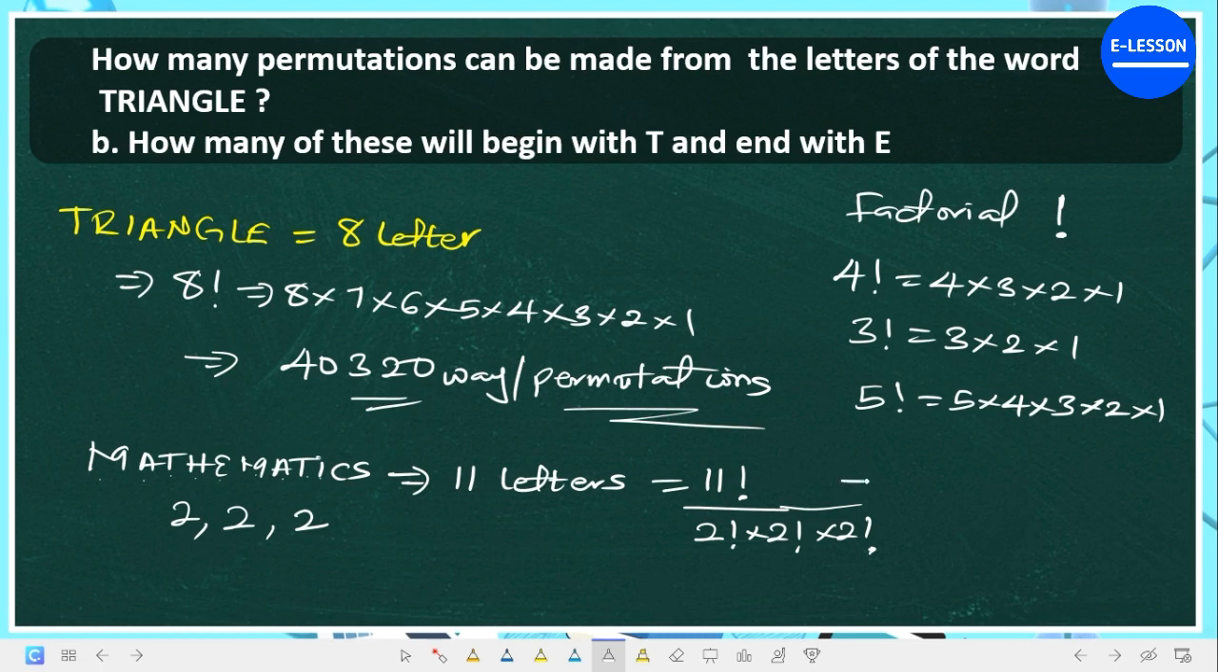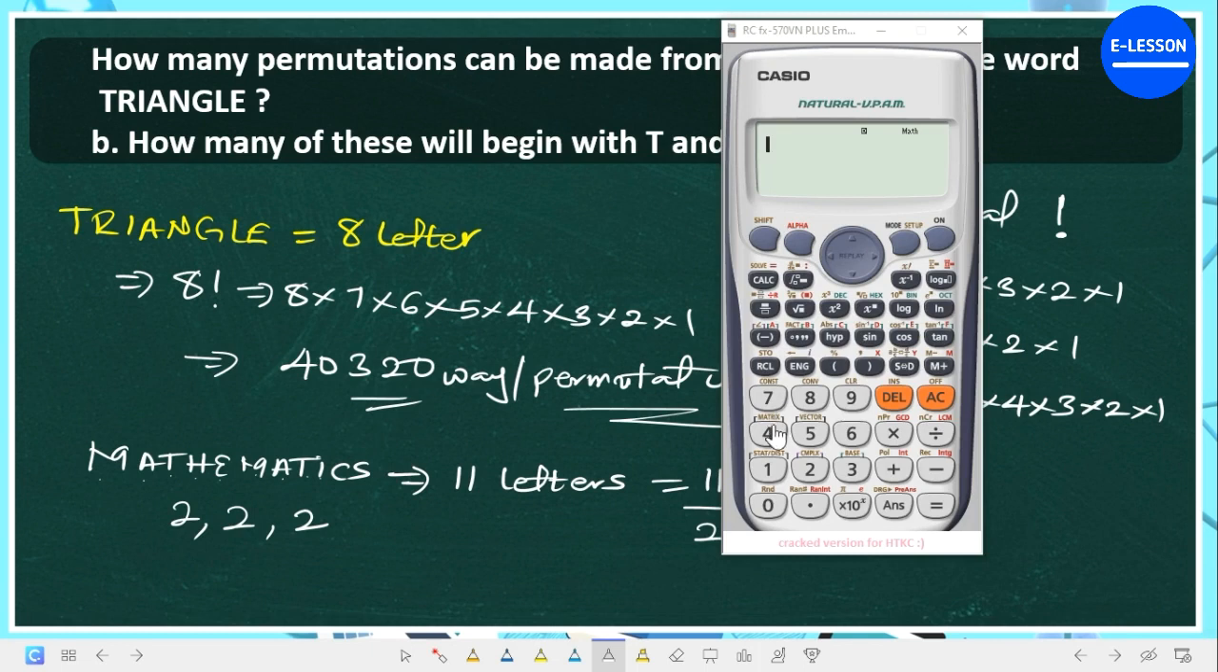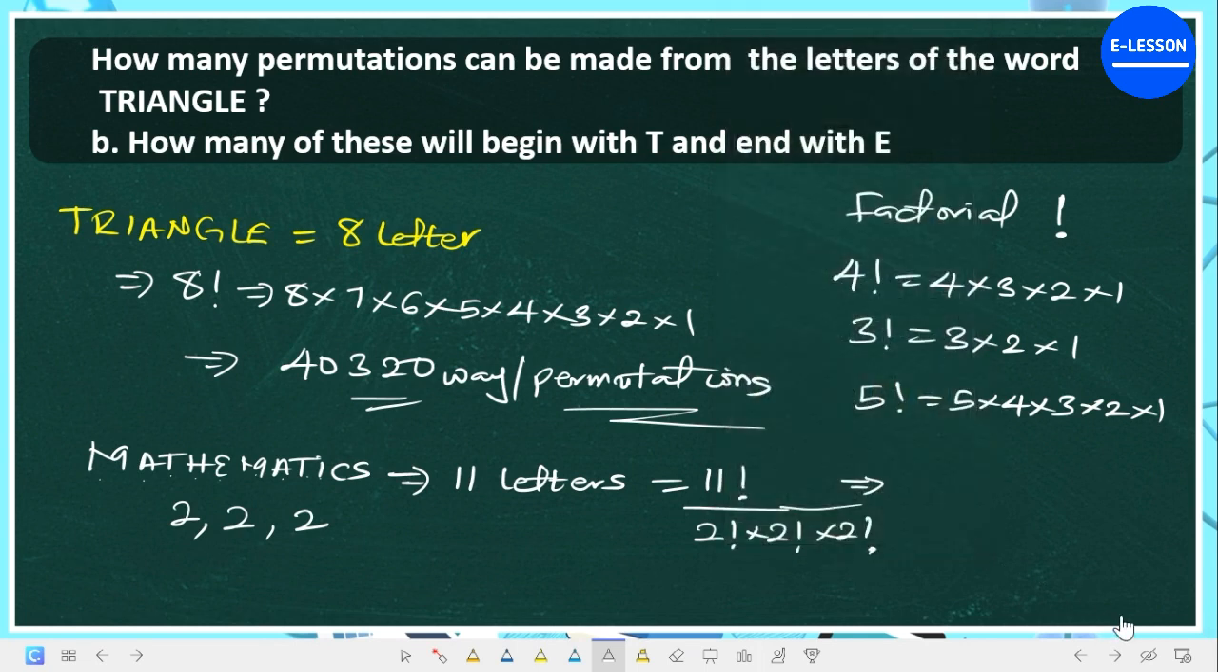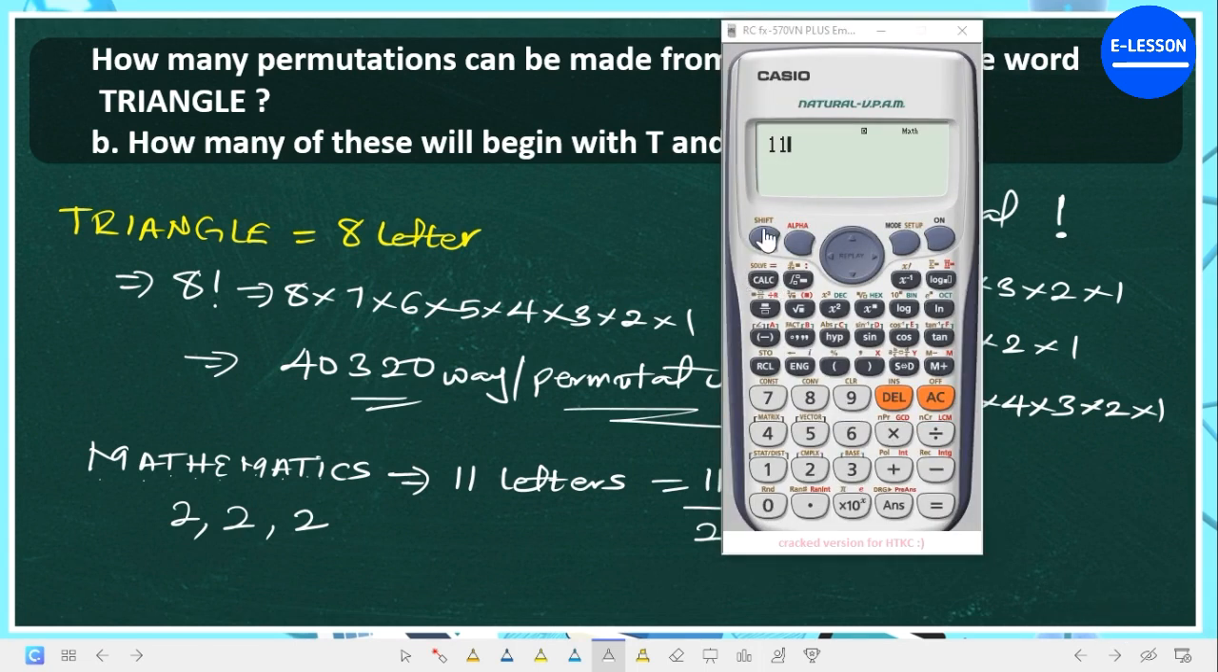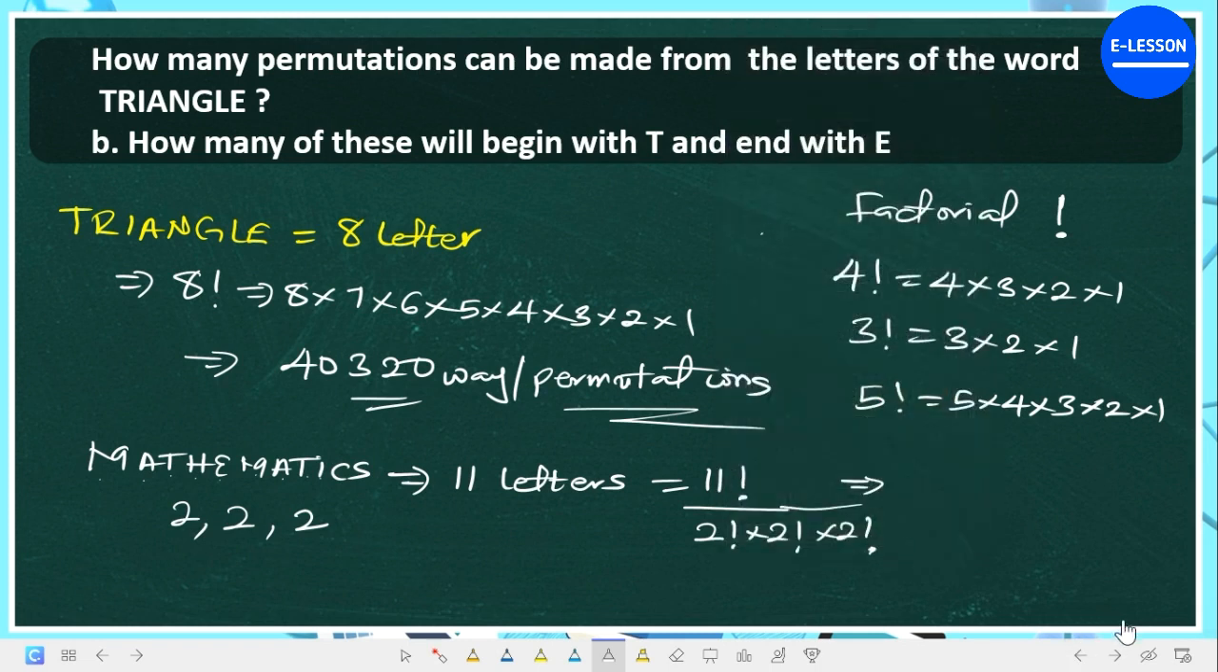And 11 factorial, of course, you can press your factorial in your calculator. Let me show you how you can achieve that. So if this is your calculator, to press your factorial, all you need to do is press 11, and having pressed 11, press shift. Now when you press this in your calculator, 11 factorial is going to give you this.